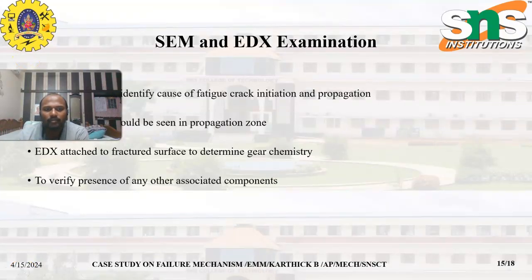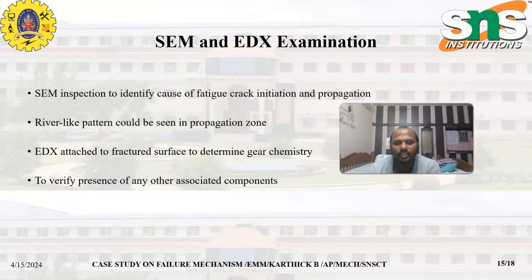Similarly, with the scanning electron microscope and EDX examination, it is revealed that it is caused due to fatigue crack initiation and propagation, which can be confirmed by seeing the river-like patterns seen in the propagation zone. EDX is attached to the fracture surface to determine the gear geometry and to verify the presence of any associated components for the cause of this failure.